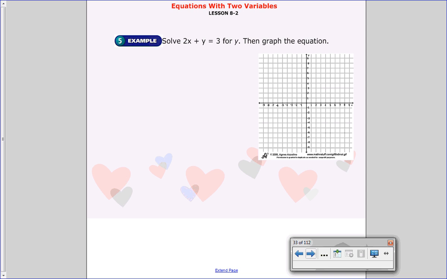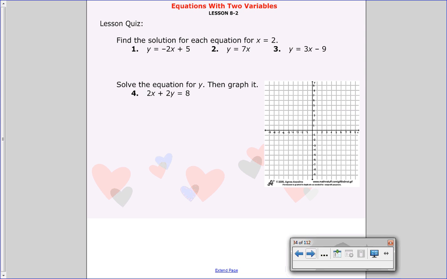All right, and again, we're not going to do that one. So that is tonight's lesson. Tonight we talked about how you can graph equations with 2 variables. And we start again with the table of values, graph those points, and then connect the dots. You have a great night, and I will see you all tomorrow.